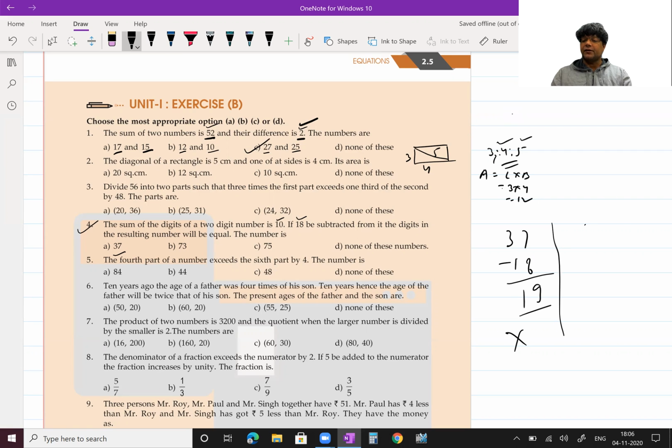Option B is 73. 7 plus 3 is 10. Yes, first condition satisfied. Now to check the second condition, if I subtract 18, it is 13 minus 8 is 5. 6 minus 8 is 5. Yes, 5 and 5 are equal, so that will be the answer. Guys, this way you are to do. But you can do the original method also.